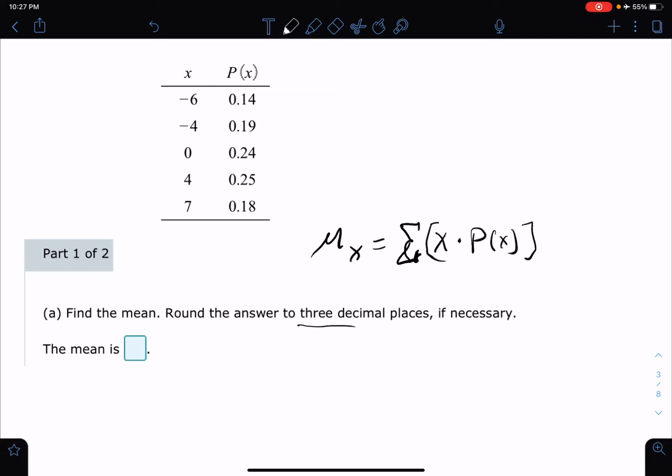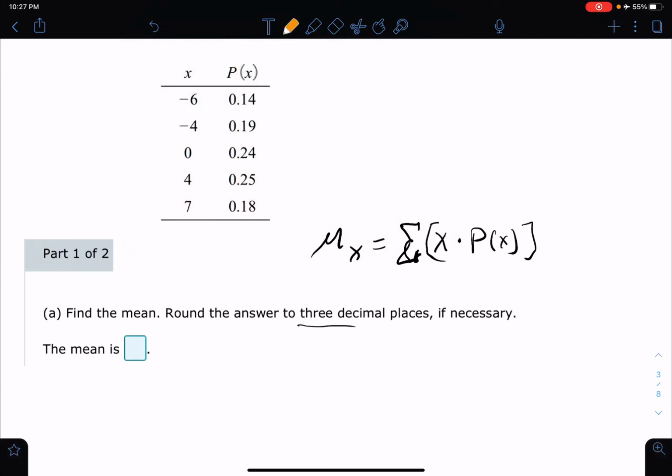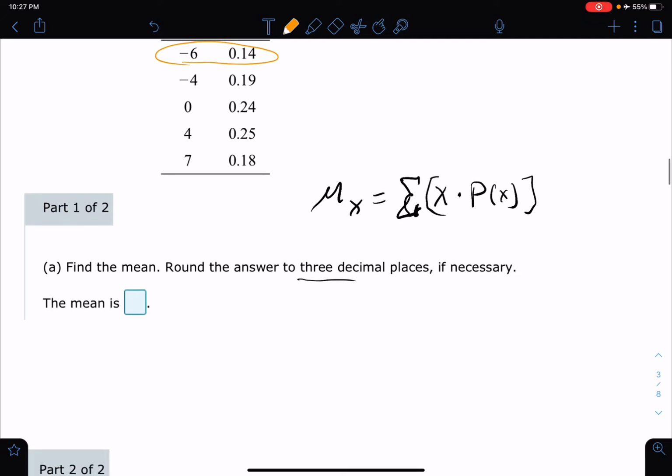I don't know if I could keep using color up because there're so many that I would have to be changing pen colors like crazy. But the first one we could take a look at is this guy, right? And so the x value, -6 is the x value, right? And then times the probability of getting that x value, which would be 0.14. And then we have to add that to the next situation.